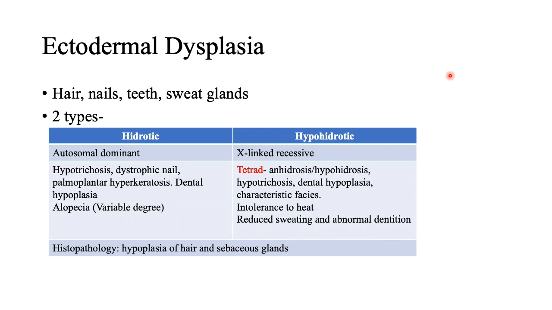In microscopy, hypoplasia of hair and sebaceous glands is seen in both hydrotic and hypohidrotic variant. In hypohidrotic variant, the eccrine glands are absent or very few are present, mainly in palm and axilla. If they are present, they are very poorly developed. They mostly resemble endothelial cells. The excretory ducts seen in hypohidrotic variants are lined by a single layer of epithelial cells.